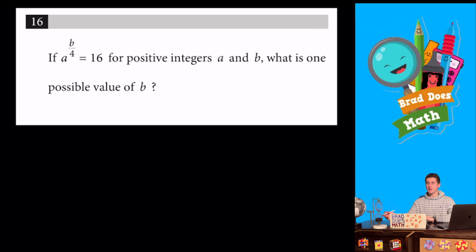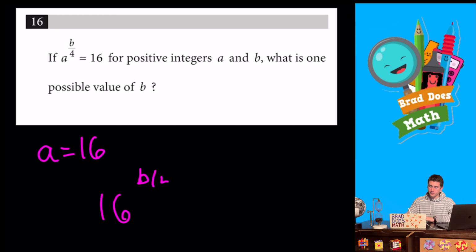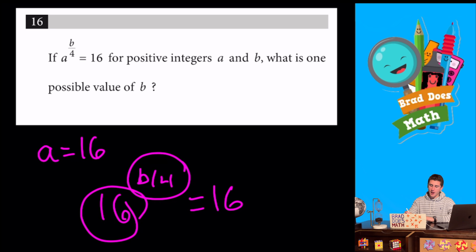Now, number 16, our first grid-in problem. So these kinds of problems, you need to get your own number and then you bubble it in without multiple choices. So if A to the B over 4 equals 16, positive integers A and B, what is one possible value of B? So let's make this easy. We're just doing guess and check. A is going to be 16. That way 16 to the B over 4 equals 16. This has to be 16 to the first power to equal 16. So B is just 4.